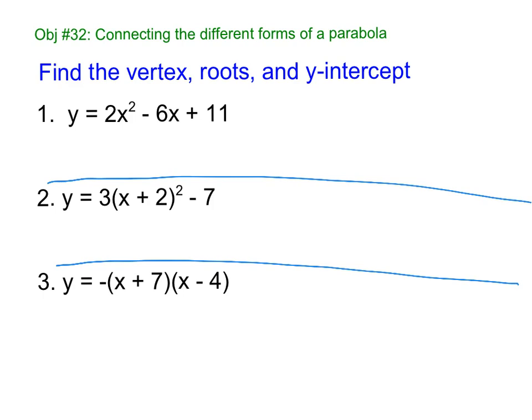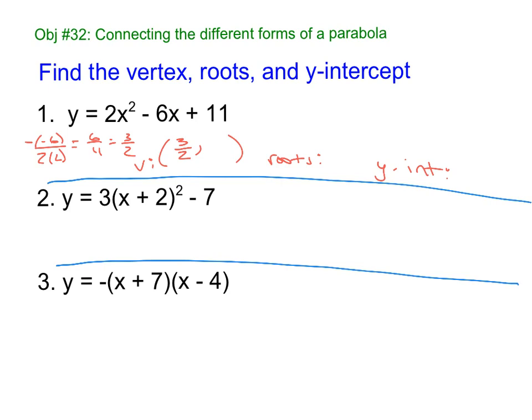Vertex. Okay, so negative b over 2a, so negative 6 over 2a. Uh-oh. So this is 6 over 4, 3 over 2. All right, so for my vertex, I get 3 over 2, comma, roots, y-int.